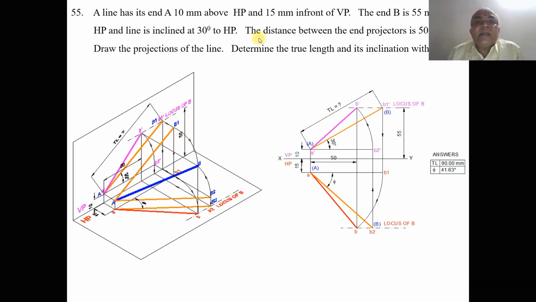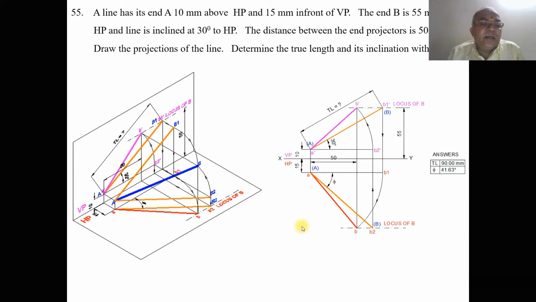With A as center, he has given the true inclination of the line with respect to HP. So with capital A, which is in space, from here you measure an angle of 30 degrees with respect to the horizontal. You draw a line so that it cuts the end B at a distance of 55 mm above HP. So you got the true length here.